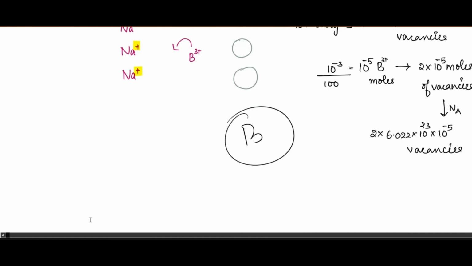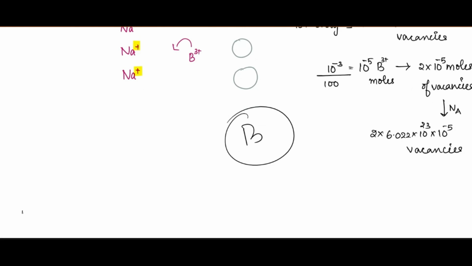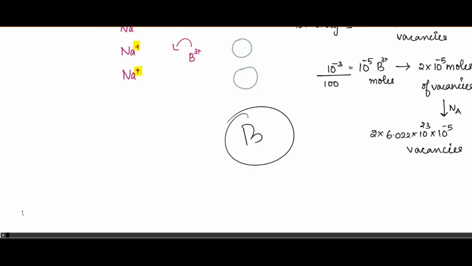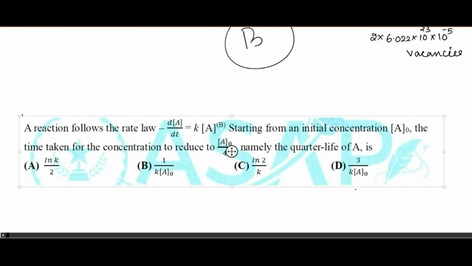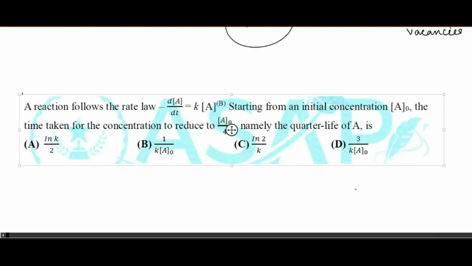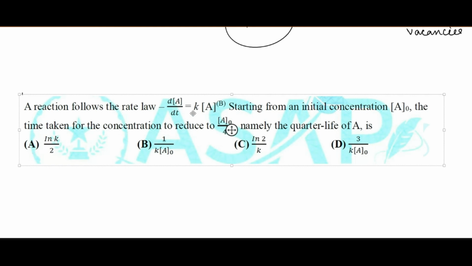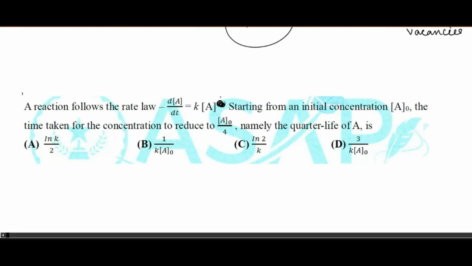ഓക്കെ, next question is from kinetics. Very easy question. Try it on your own. A reaction follows the rate law of -dA by dt is equal to K A B L. Question തെറ്റാണ്. ഇങ്ങനെയാണ് ട്ടോ. It's a second order reaction. Rate constant second order reaction ആണ്.